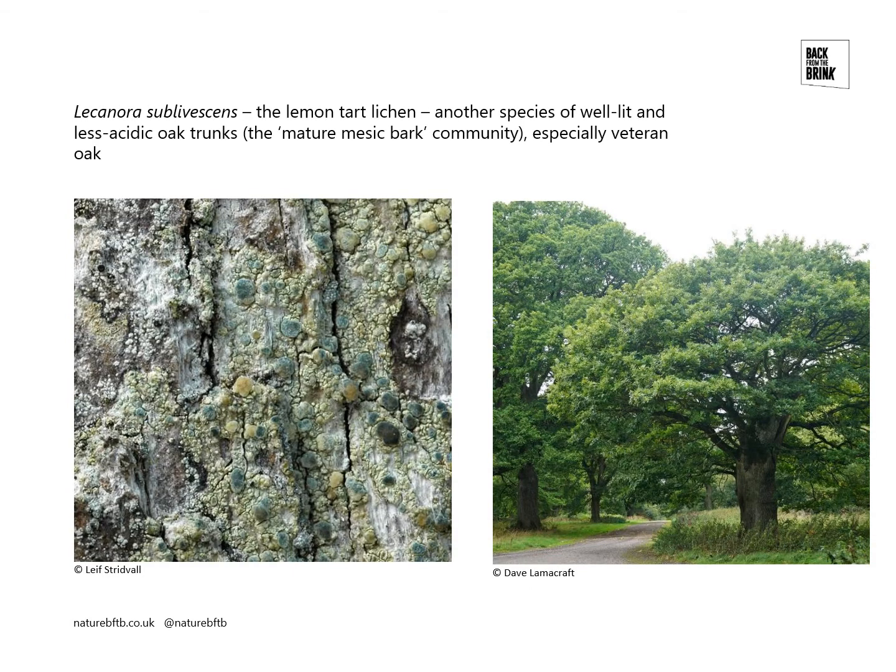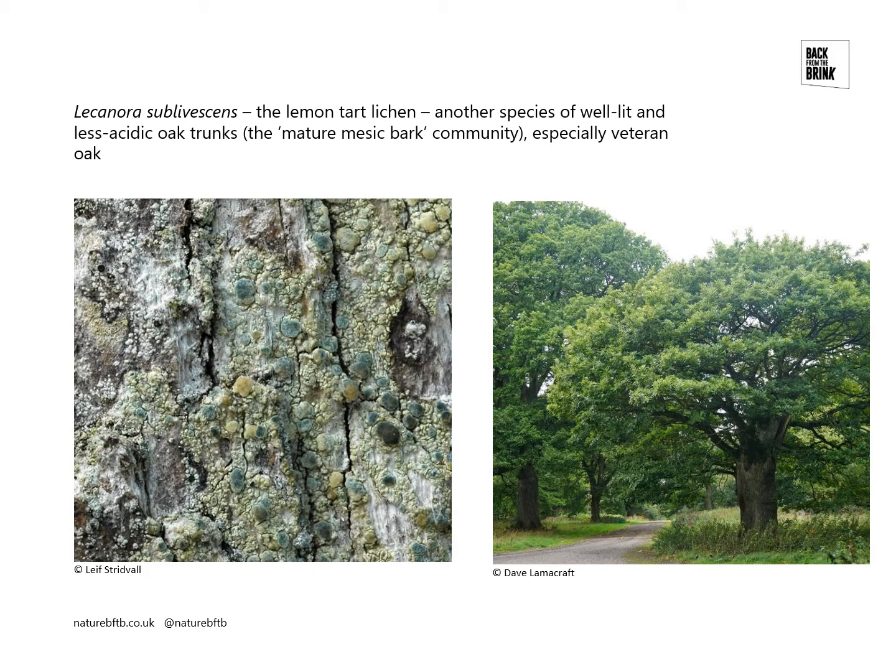And this is Lecanora sublevescens, the lemon tart lichen. You'll see from this photo it doesn't look like particularly appetizing lemon tarts, but slightly mouldy ones perhaps. This is another species that likes those same conditions really as the Caloplaca, the well-lit trunks of mature oak trees. Less acidic generally, but slightly more tolerant of more acidic bark than the Caloplaca.